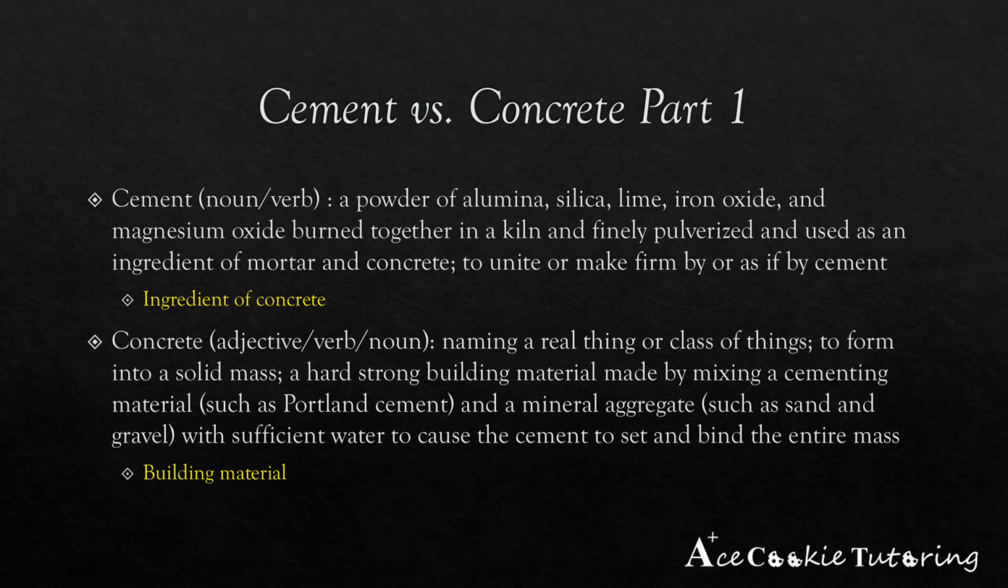Number one, the things that we're comparing are cement and concrete. So cement is a powder of alumina, silica, lime, iron oxide, and magnesium oxide burned together in a kiln and finally pulverized and used as an ingredient of mortar and concrete to unite or make firm by or as if by cement. I want you to say that 4 times really fast to me. Did you get it? All right.